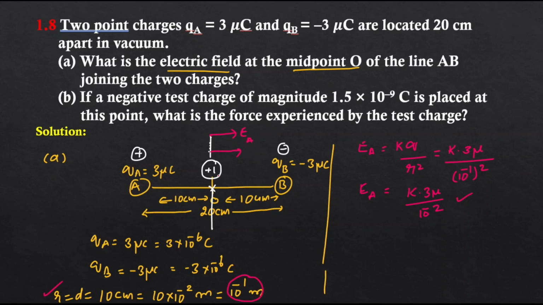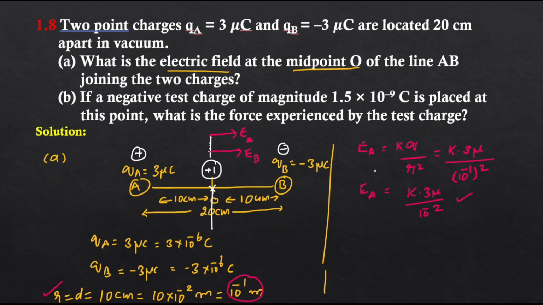Now we are looking for EB. Here EB is between plus 1 and minus QB. So opposite charges attract towards. Now we are getting both in the same direction. Both are in the same direction, which means theta is equal to 0. Both are parallel. Parallel means we know the magnitude formula.